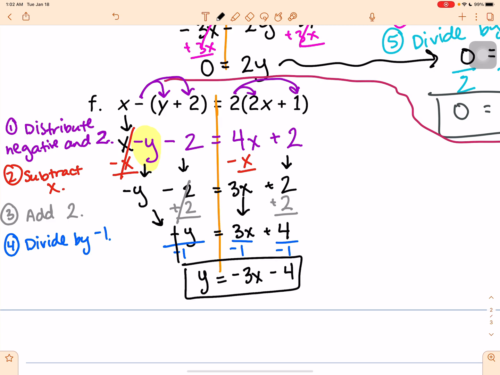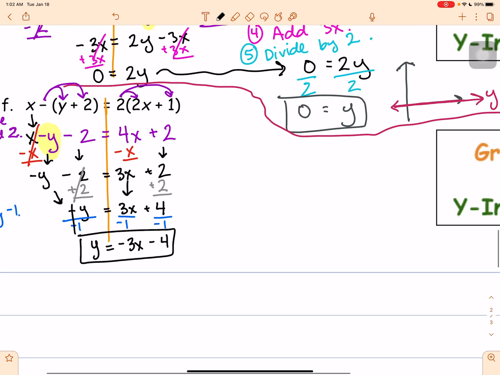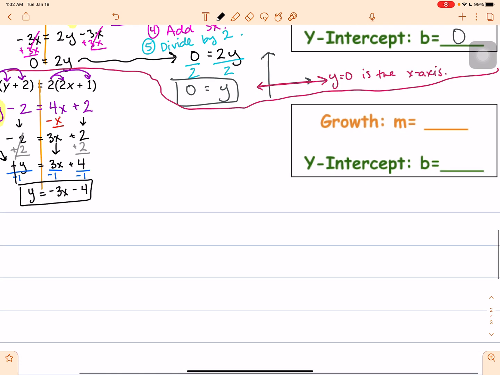And now we are in y equals mx plus b form. And that gives me my slope. Slope is negative 3. My y-intercept is negative 4.